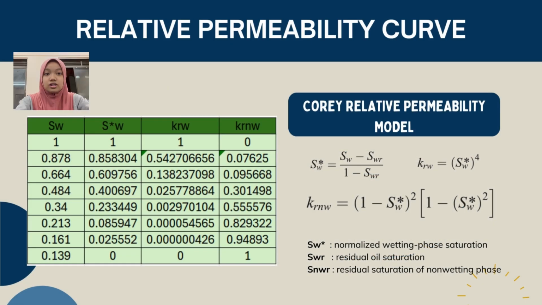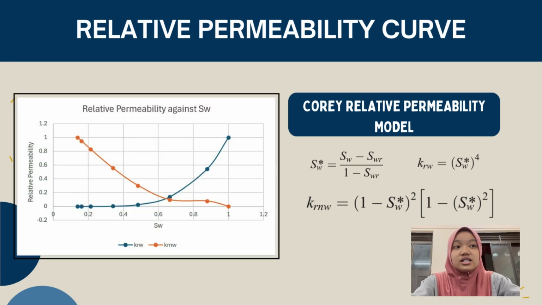The last method that we use is the correlative permeability model. Since this process represents the drainage process, we use the normalized wetting phase saturation formula, equal to SW minus SWR over 1 minus SWR. Next, we can calculate the KRW and KRNW by using the normalized wetting phase saturation that we got. Here is a graph of our calculation.